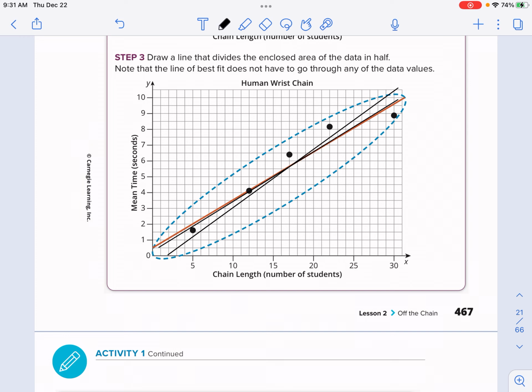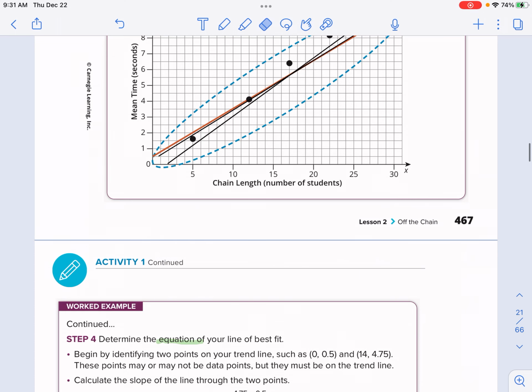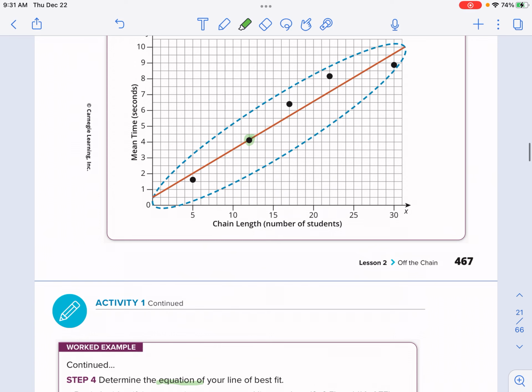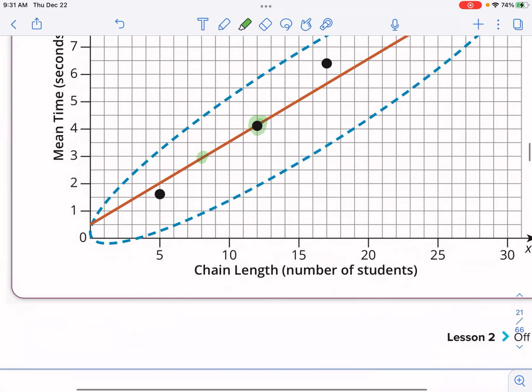So what we do here is we're going to be writing the equation of this line that we create. So step 4, determine the equation of the line of best fit. What you have to do is pick 2 points that are on that line. So here we do have 1 point that's right here. And it doesn't have to be any of these other points. Like this is a point that you can pick on the line. Or this right here on the y-axis.